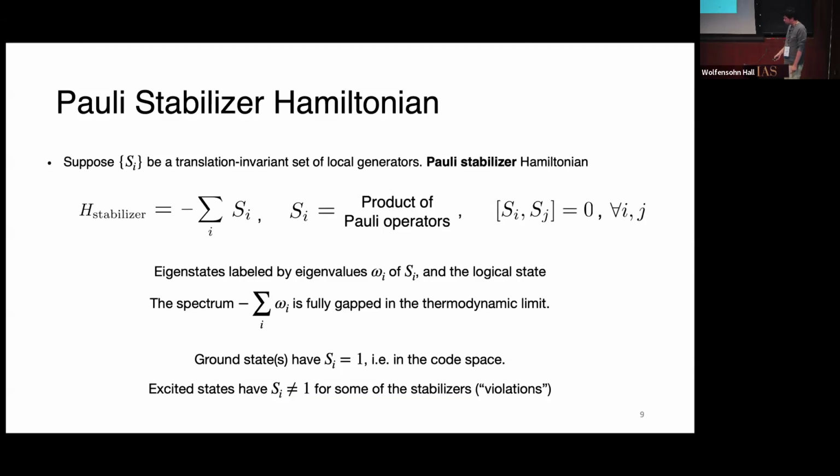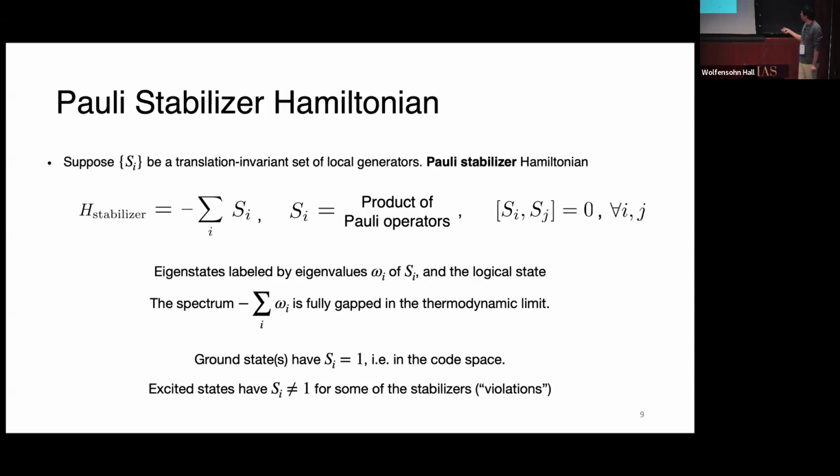All right. So now I can turn this into a description of a Hamiltonian. It's completely equivalent, but sometimes useful to talk about it in this language. If we choose a translation invariant set of local generators, which should always exist by the assumptions that we have made, then we can write down the Pauli stabilizer Hamiltonian, basically just by summing up all of this set of generators, with a minus sign so the energy is minimized when S is 1. These are just products of Pauli operators, so this is the Pauli stabilizer Hamiltonian. And all the terms commute, so this is an exactly solvable Hamiltonian.